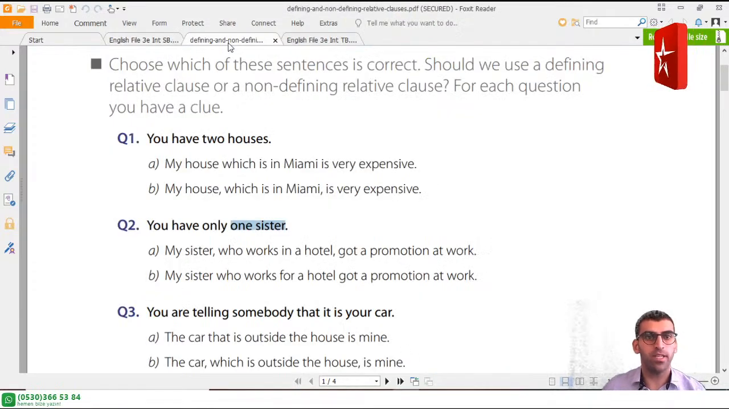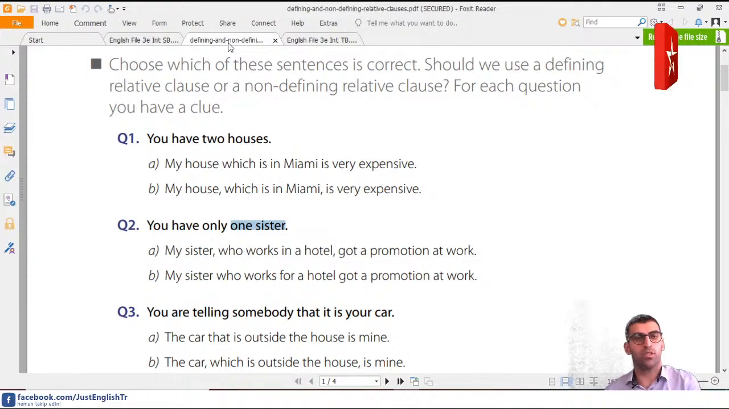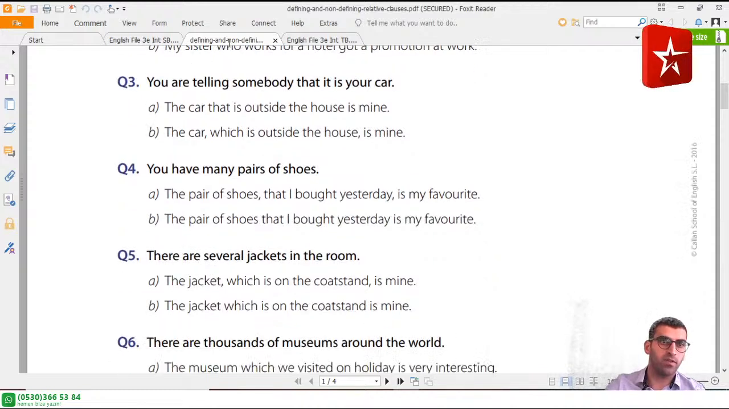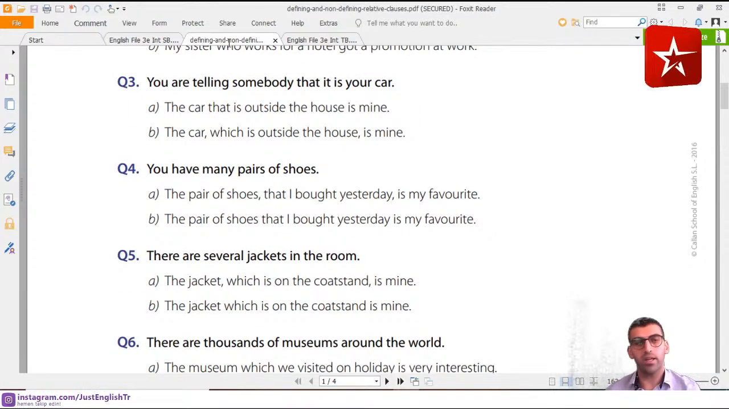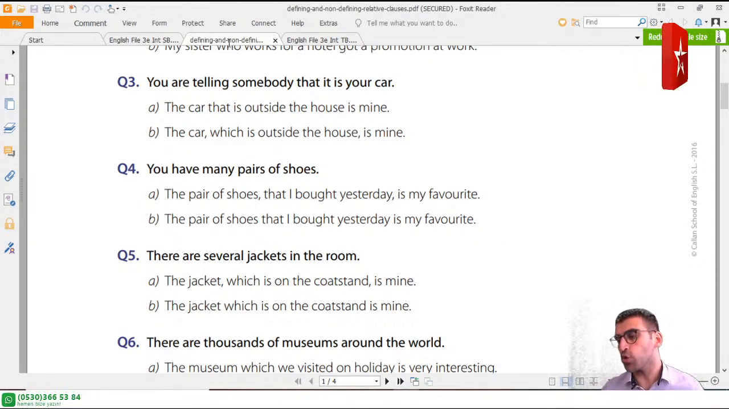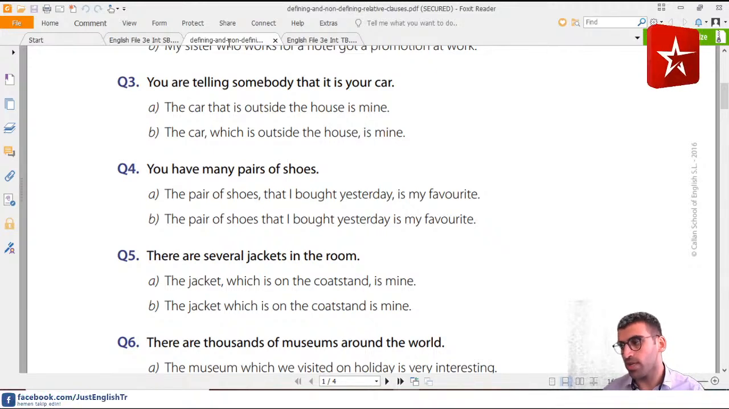As you remember, we had an exercise. We did question number 1 and question number 2, and we didn't do the rest of them. We were at question number 3. You are telling somebody that is your car. Which one is correct? The car that is outside the house is mine, or the car which is outside the house is mine. Which one is correct? Nejat Ünlü wants to ask a question.